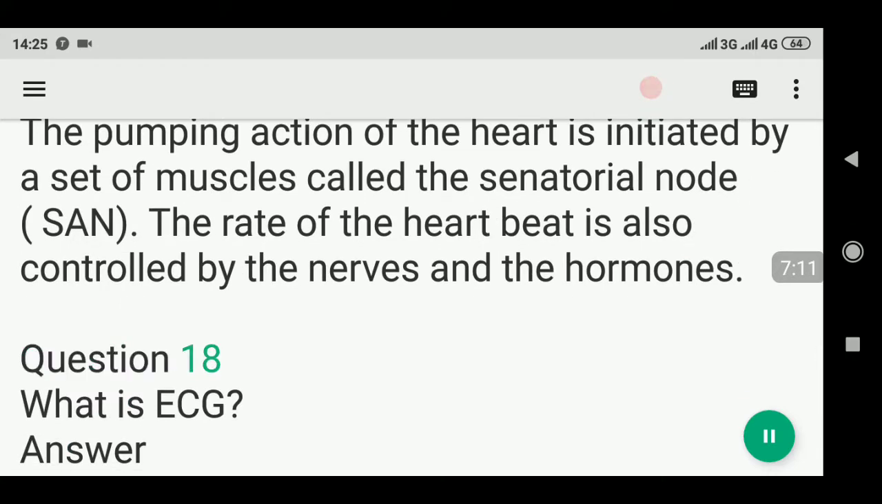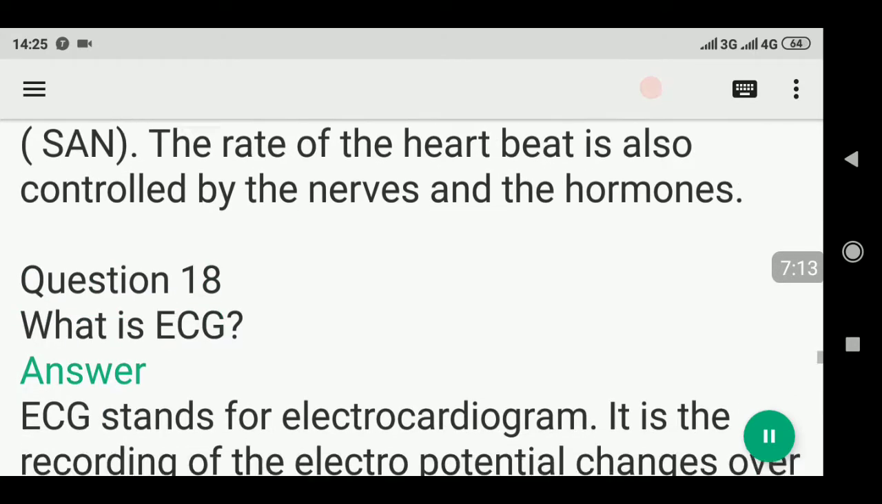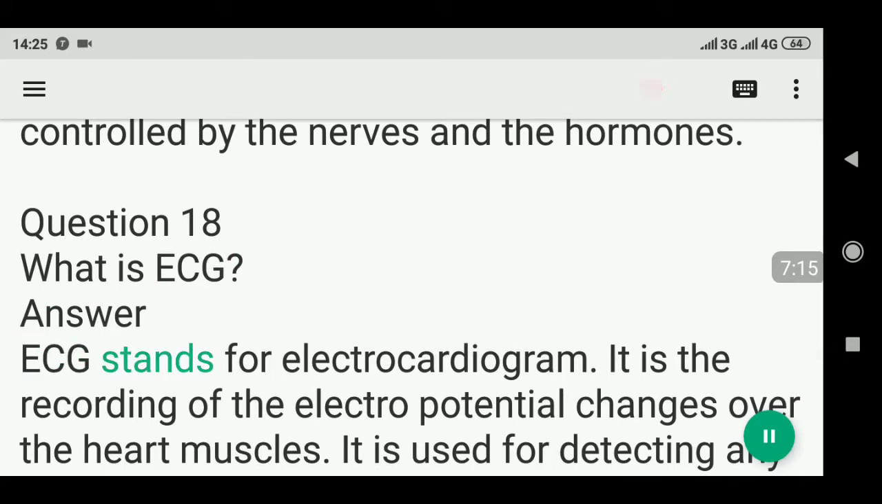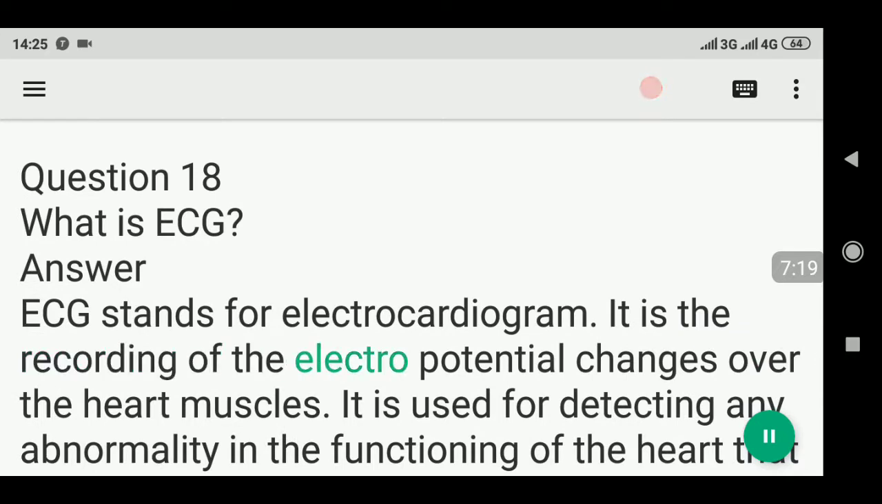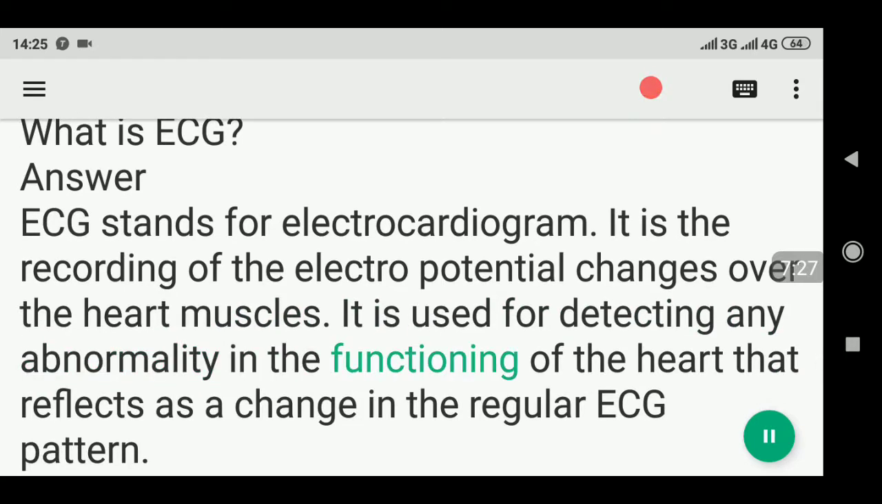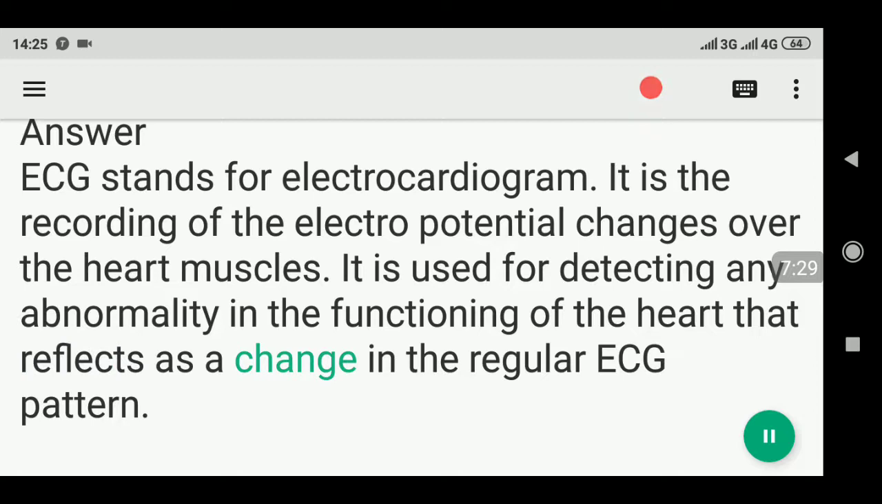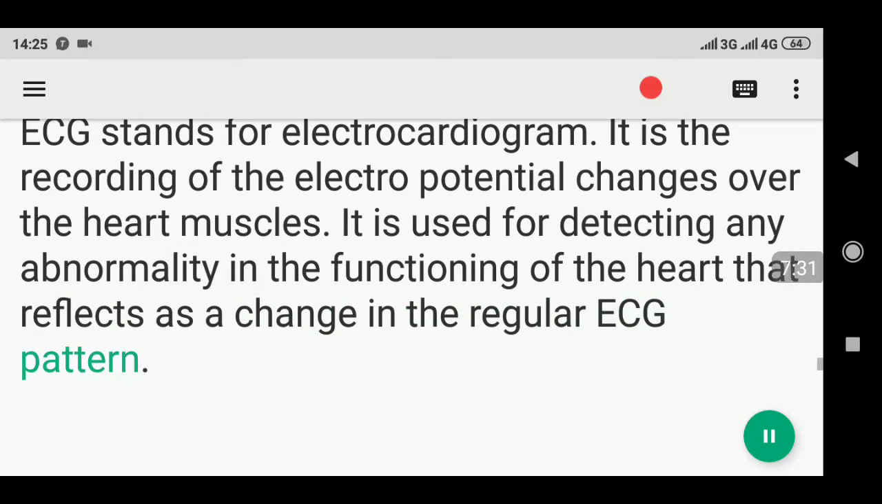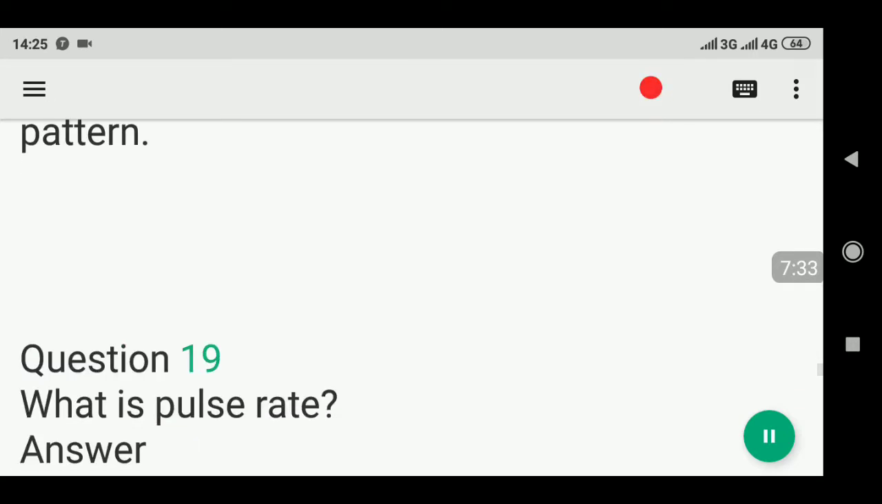Question 18. What is ECG? Answer. ECG stands for electrocardiogram. It is the recording of the electropotential changes over the heart muscles. It is used for detecting any abnormality in the functioning of the heart that reflects as a change in the regular ECG pattern.